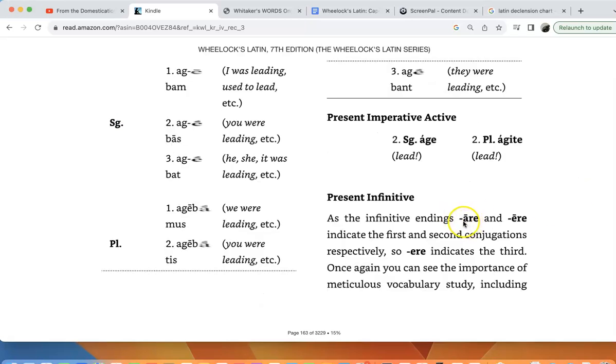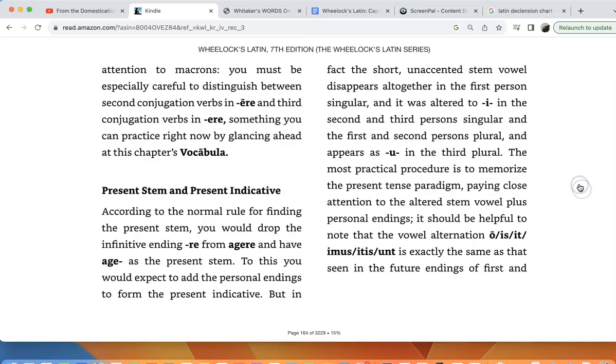So again, to summarize, your first conjugation verbs end in are, your second conjugation verbs end in ere with the macron, and third without. And then the infinitive means to. So amare means to love, habere means to have, but ducere means to lead. So we've had that before.